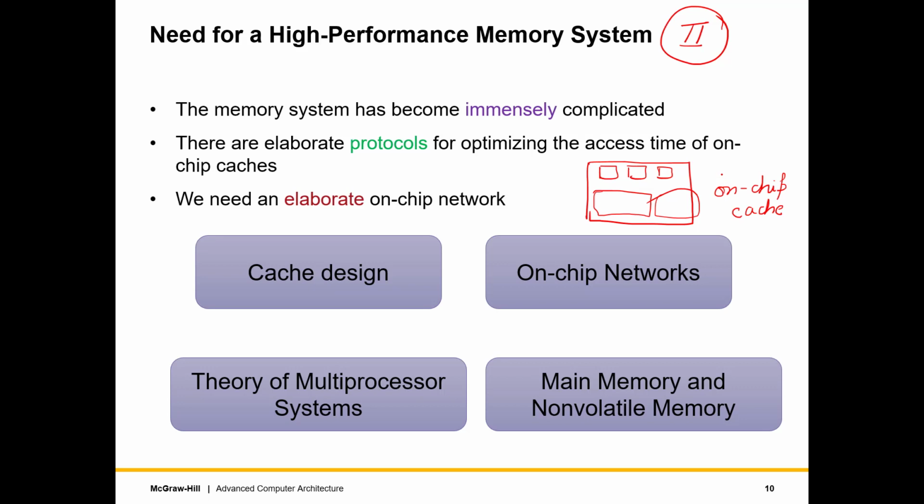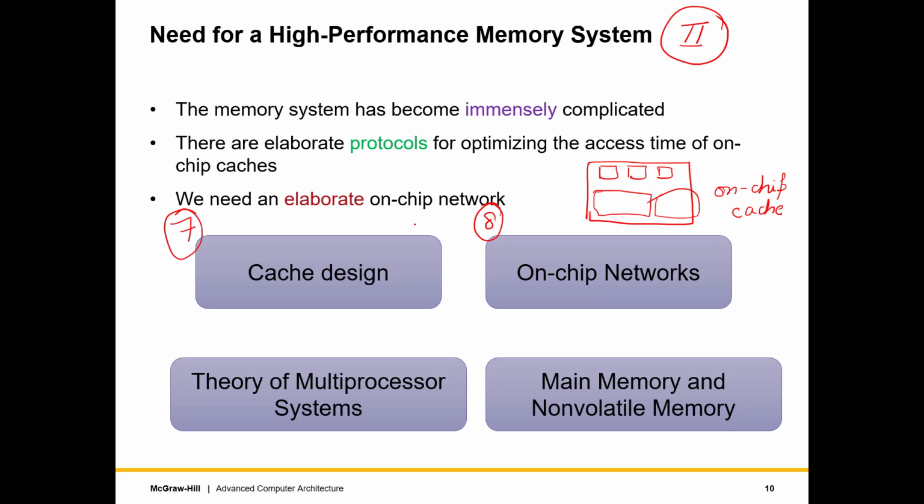And optimizing the behavior of the on-chip cache is exactly what has been driving innovation in this space. So we'll discuss cache design in chapter 7. And if we have a large sea of caches, they need to be connected. So we need an on-chip network, which is also a very deep field in its own right. So we'll discuss that in chapter 8.